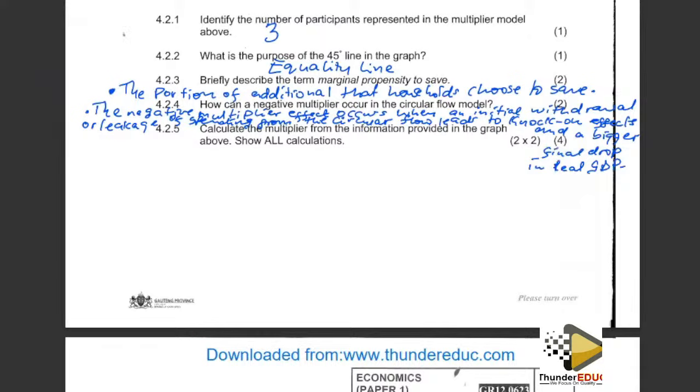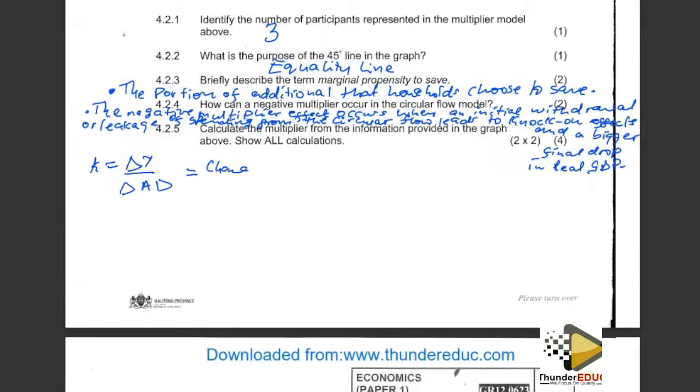Calculate the multiplier from the information provided in the graph above. Remember, whenever you calculate the multiplier, you should be in the position to know the formula that you are going to use. The multiplier is equivalent to a change in income divided by a change in aggregate demand or expenditure.